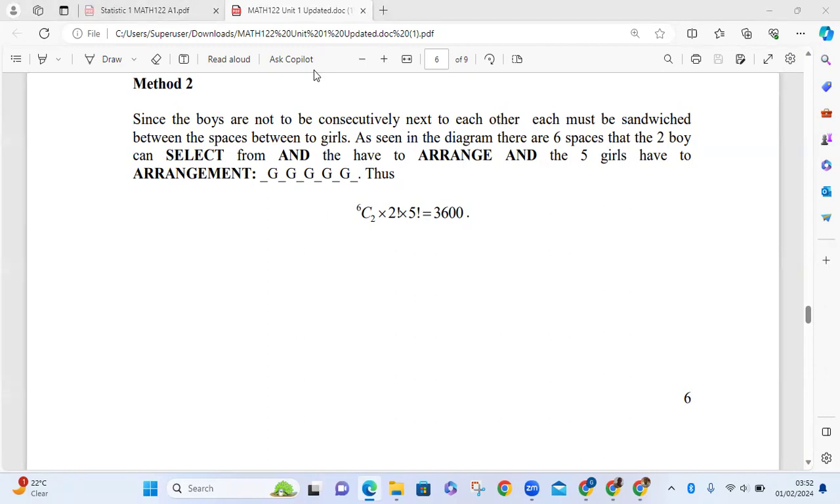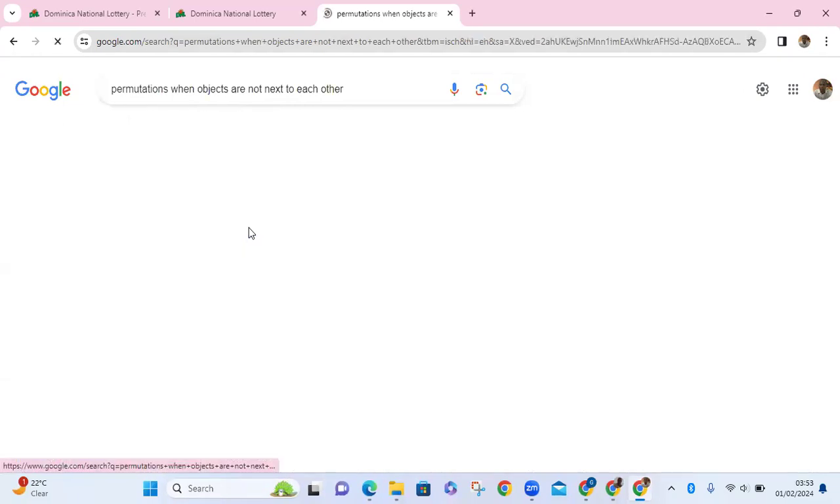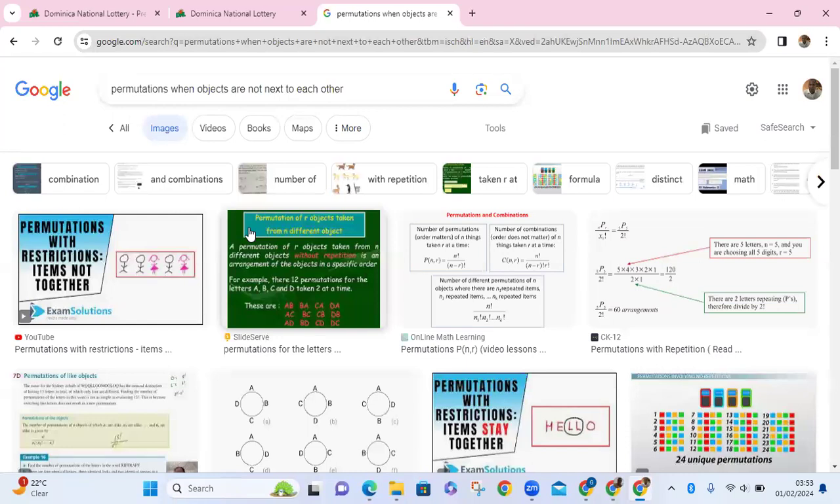Please do this using pen and paper. And you can also do your private search, permutations when objects are not next to each other, and you can get additional perspectives and more insight with that particular restriction.